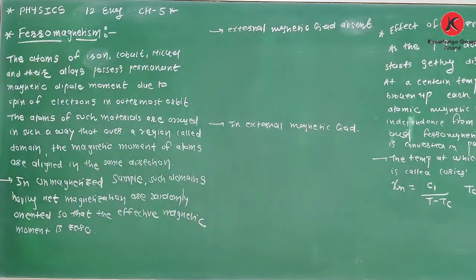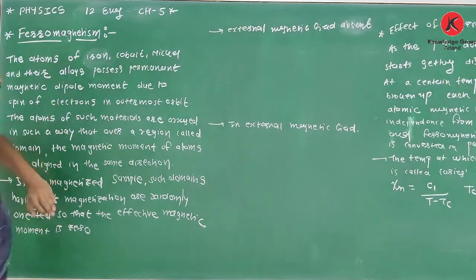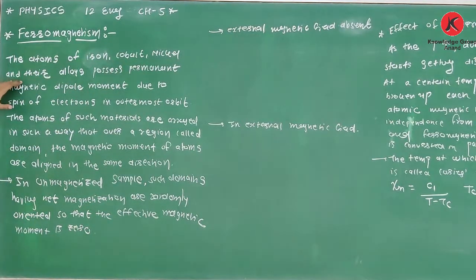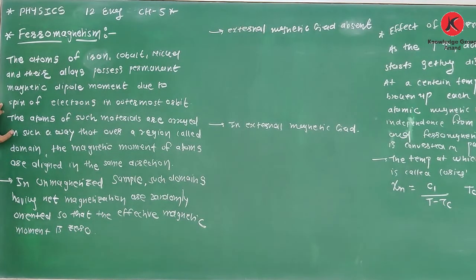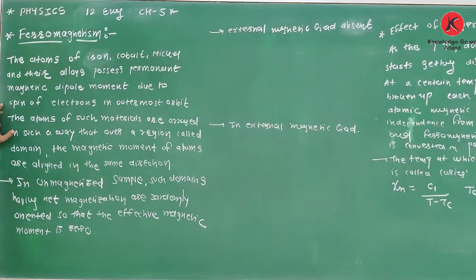What is a ferromagnetic material? The atoms of iron, cobalt, nickel and their alloys possess a permanent magnetic dipole moment due to the spin of electrons in the outermost orbit. They have a permanent dipole moment, meaning whether a magnetic field is present or not, the atoms and molecules will have some magnetic moment.